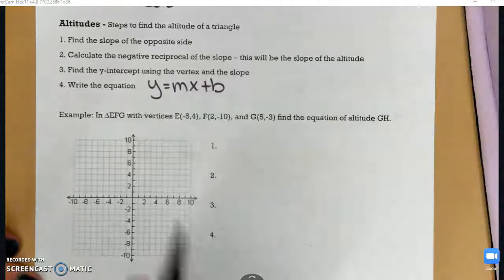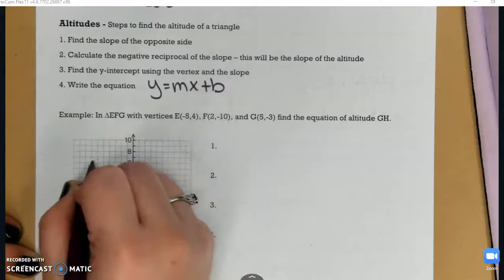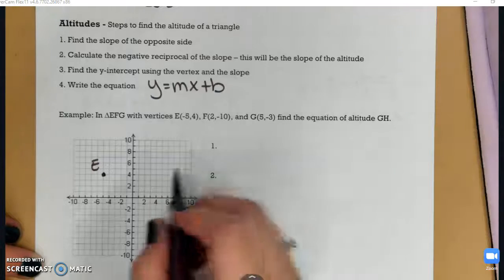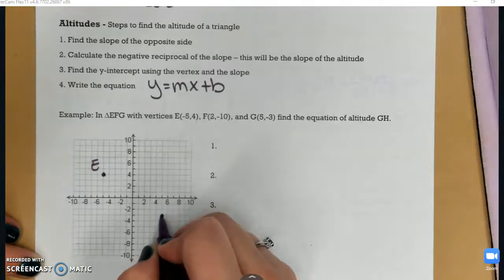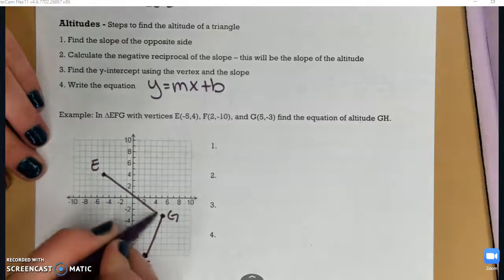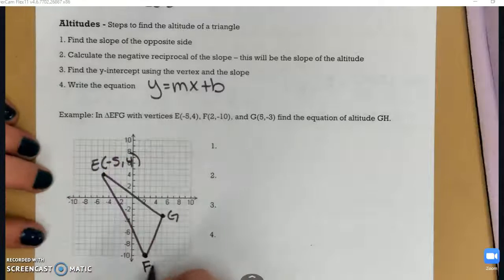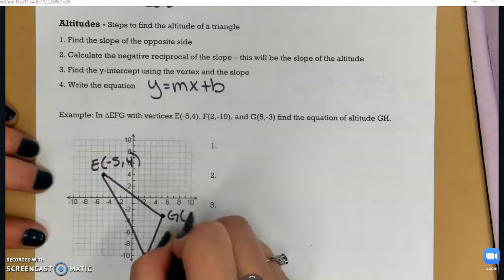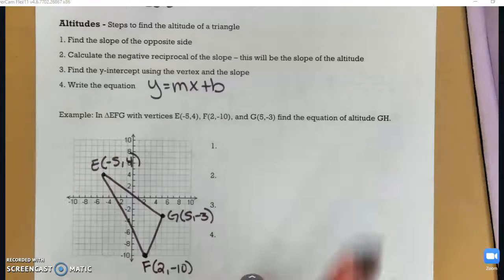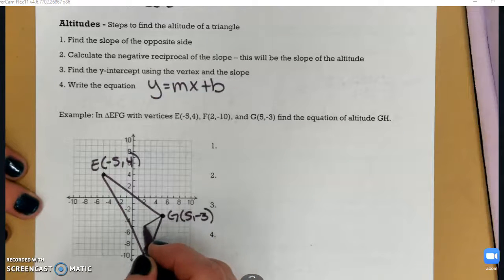I need to plot my points E, F, and G. So E is at negative 5, 4. There is E. F is at 2, negative 10. And G is at 5, negative 3. So I am going to connect those dots. And I'm just going to go ahead and label the coordinates off to the side because that's what I like to do. And I want to find the equation for altitude GH. So GH means that it's going to go from the vertex G and be perpendicular to the opposite side. So I'm just going to eyeball that.